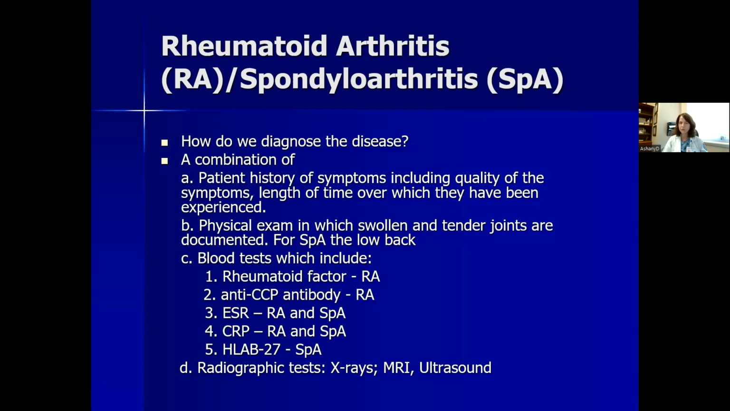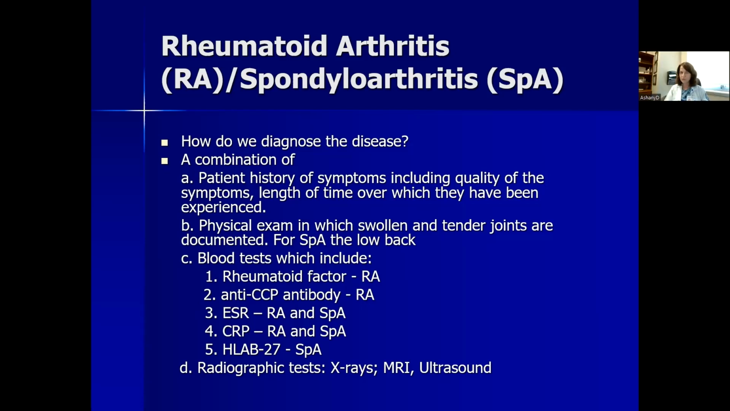Blood tests that we might include when we first see a patient: rheumatoid factor, that's specific to rheumatoid arthritis. Another blood test called the anti-CCP antibody, also specific for rheumatoid arthritis. And then there are inflammation markers, the ESR, which stands for erythrocyte sedimentation rate, and the C-reactive protein, or CRP. These are relevant for both conditions, rheumatoid arthritis or SPA. I'm going to say SPA to shorten spondyloarthritis. And then there's a unique blood test that we check for people with spondyloarthritis, which is a gene called HLA-B27. I'm going to explain what all of these are in the next few slides.